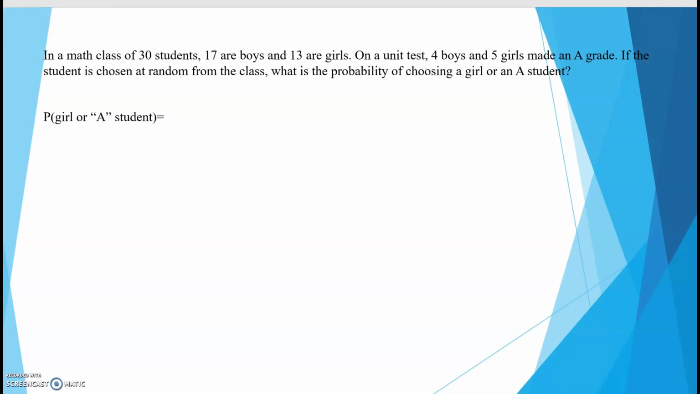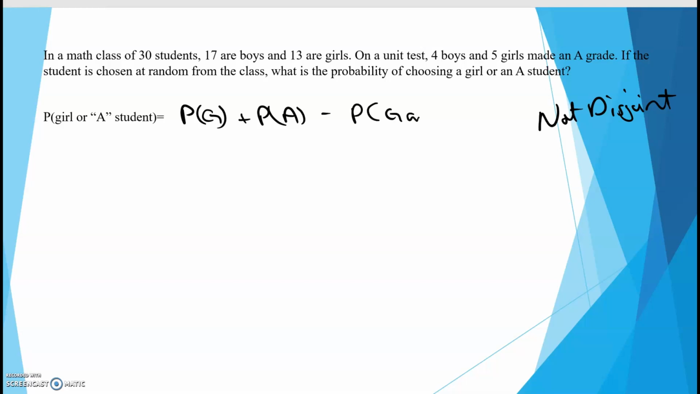Okay, in a math class of 30 students, 17 are guys, 13 are girls. On a unit test, 4 boys and 5 girls made an A grade. If a student is chosen at random from the class, what's the probability of choosing a girl or an A student? So can the girl also be an A student at the same time? Well, yeah. So this is not disjoint. Remember, that's going to affect the formula that we use. So probability of girl plus probability of an A student minus the probability of a girl and A student.